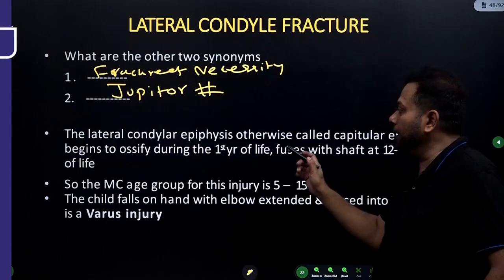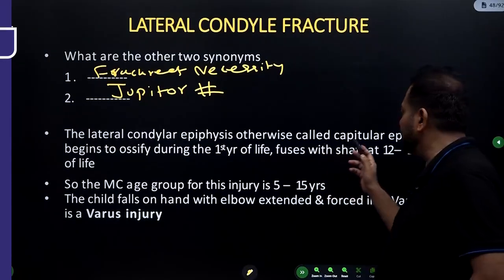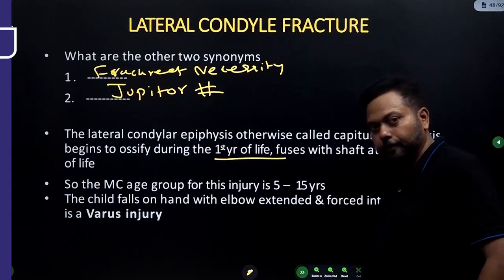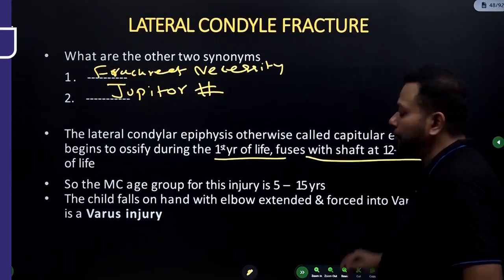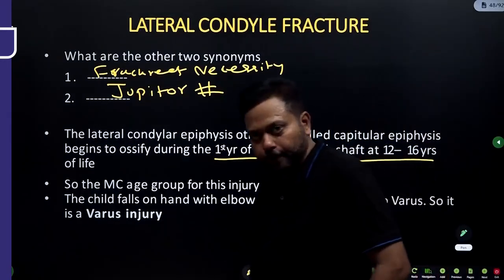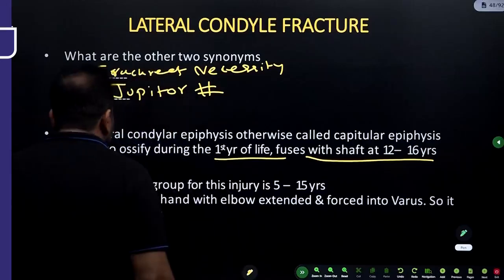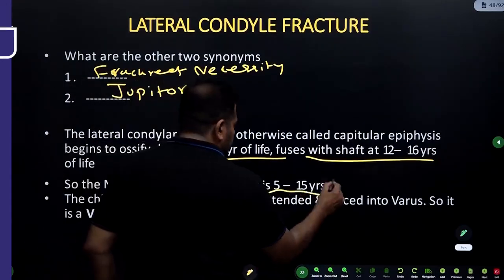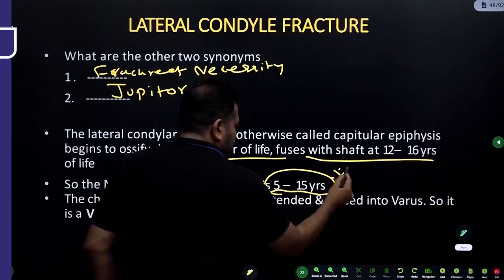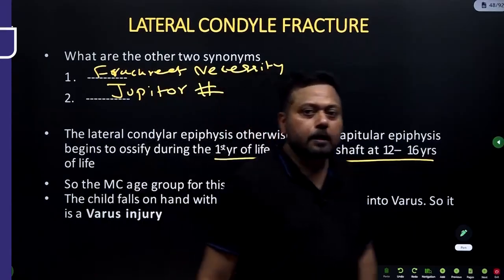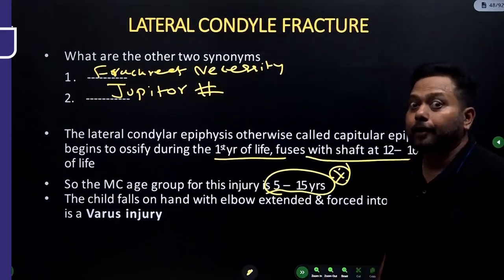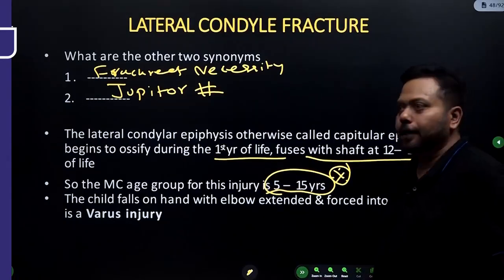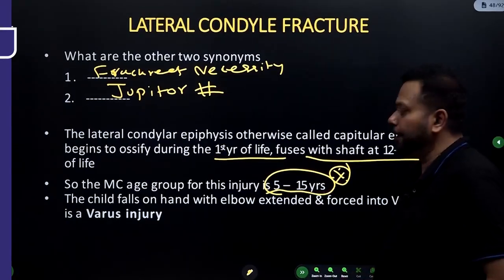The lateral condyle epiphysis, otherwise called capitular epiphysis, begins to ossify during the first year of life. It fuses with the shaft by 12 to 16 years of life. This is for your general information. So the most common age group for this injury is 5 to 15 years. In supracondylar fracture, we said that peak incidence is 5 to 6 and it happens below 10 years. Here the most common age of injury for lateral condyle fracture is 5 to 15 years.